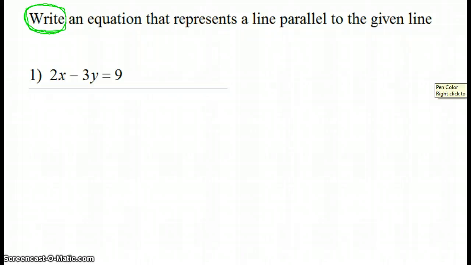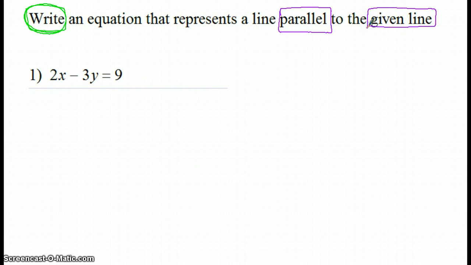We also put a box around essential information. Parallel and given line are both really important. I also want to make notes to myself. I remember that parallel means the slopes are the same. I'm noticing in this problem, it's not in the correct form y equals mx plus b, so we must solve the equation for y.